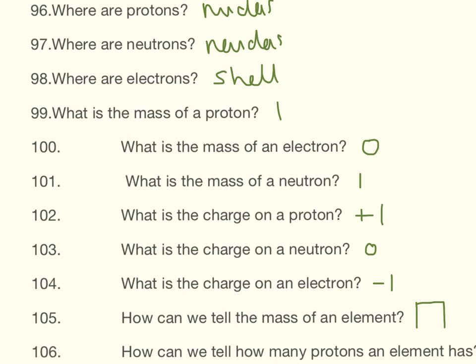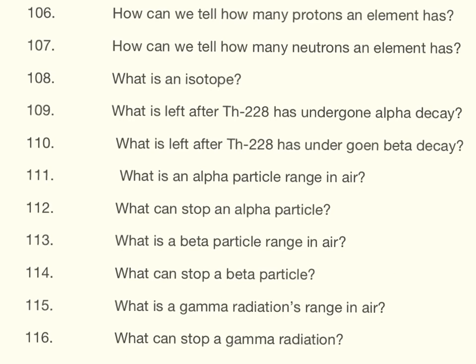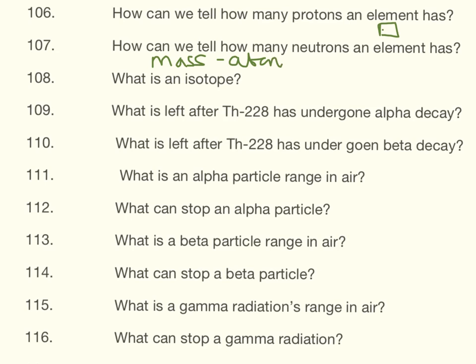How can we tell the mass of an element? That is the mass number on the periodic table, the larger number up at the top. We can tell how many protons an element has by looking at its atomic number, the little one down at the bottom. Neutrons is the mass number minus the atomic number. An isotope has the same number of protons and electrons, but a different number of neutrons.